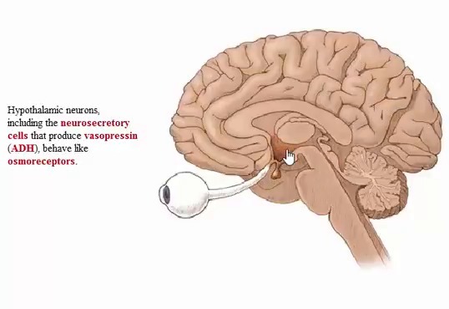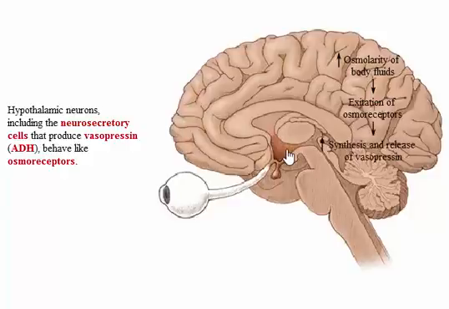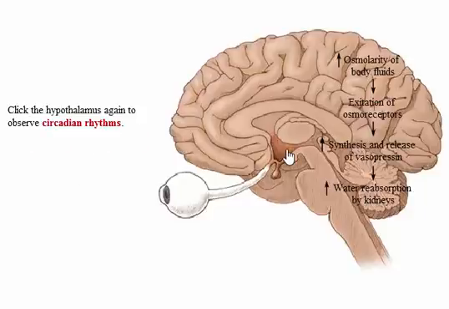Hypothalamic neurons, including the neurosecretory cells that produce vasopressin, behave like osmoreceptors. They detect osmotic changes in body fluids. For example, an increase in the osmolarity of body fluids due to fluid loss, excessive sweating, or diarrhea excites osmoreceptors and stimulates both synthesis and release of vasopressin. Vasopressin acts on the kidneys to promote water reabsorption in an effort to restore normal osmolarity. Click the hypothalamus again to observe circadian rhythms.